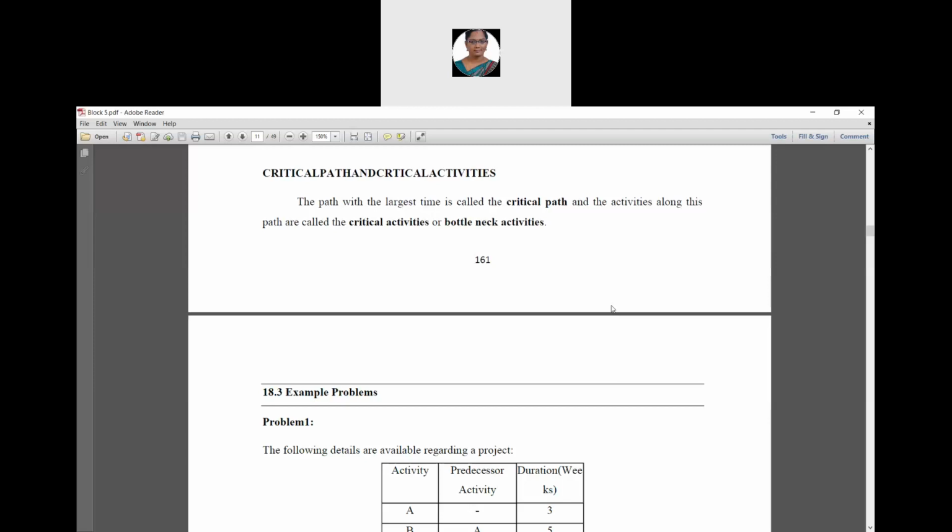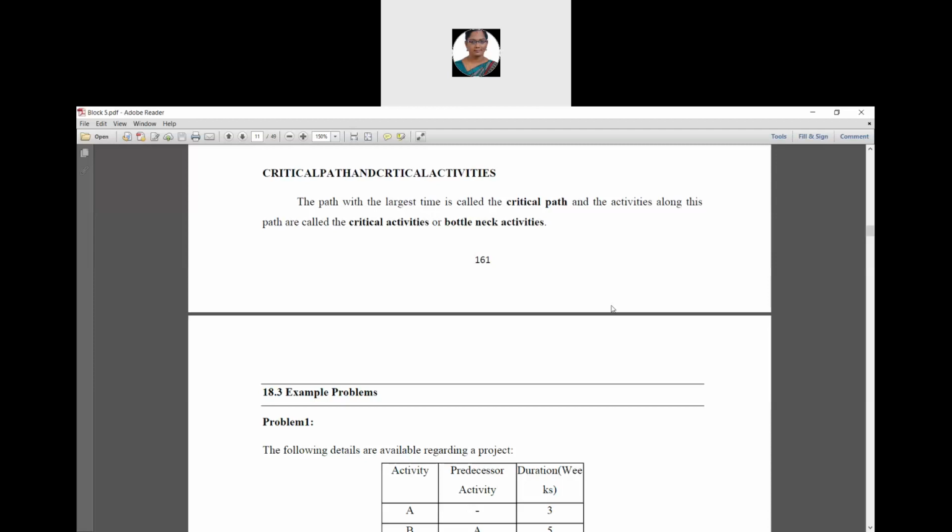Okay, and one more thing you have to know, that is assumptions. Some assumptions are there for CPM. The first assumption is that project activities can be identified as entities. That is, there is a clear beginning and ending point for each activity.